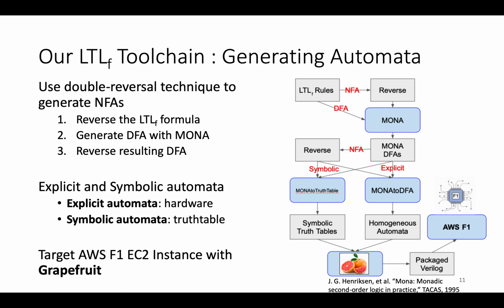The rest of the pipeline converts the randomly generated formulas into FPGA deployable hardware with a series of steps. First, we use Mona, a DFA synthesis program, to generate a minimized DFA from an LTLf formula. The resulting DFA is then implemented with a symbolic and explicit encoding, as shown with the diverging arrows, and finally the resulting hardware is deployed on Amazon's Web Services F1 EC2 instance with Grapefruit. Because Mona generates minimized DFAs, we use a double reversal technique to generate NFAs. For more details on this, see the paper.